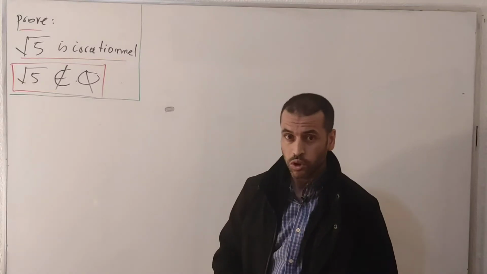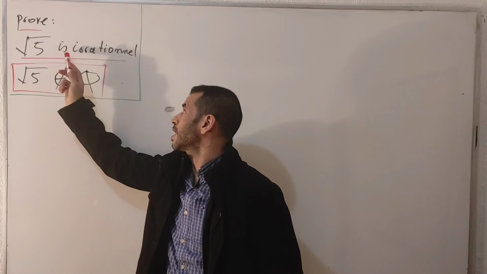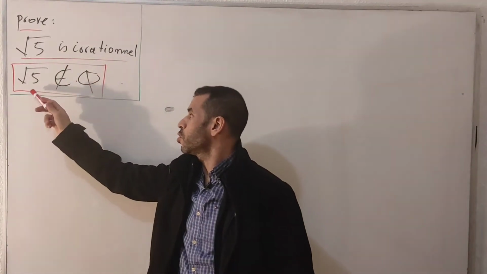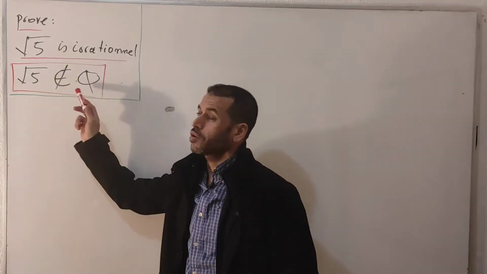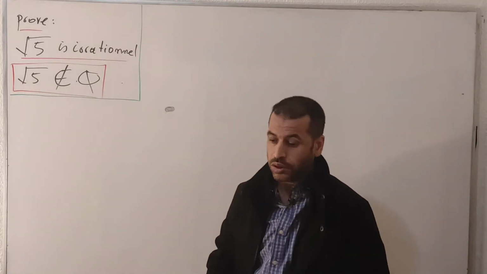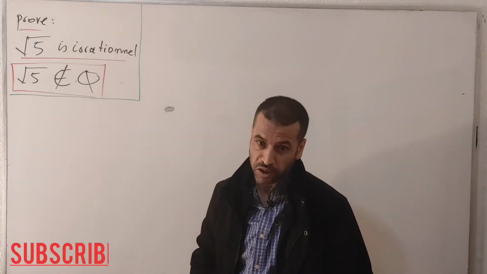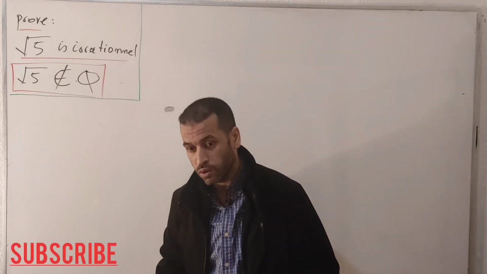In today's video, I would like to introduce a very nice problem. Our goal is to prove that the square root of 5 is not a rational number. The hint I'm giving for this problem is to use proof by contradiction, supposing the square root of 5 is a rational number. At the end of the proof, we will find a contradiction.